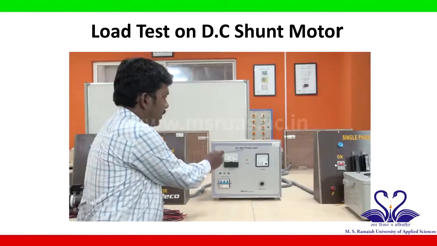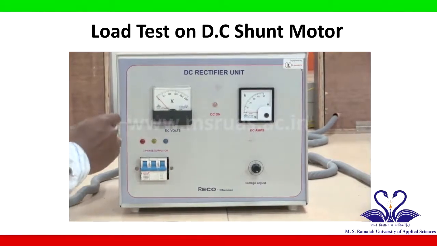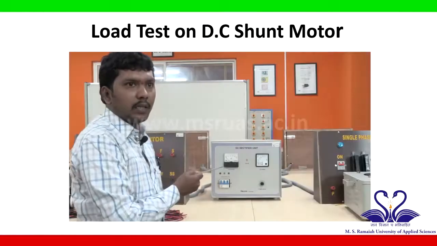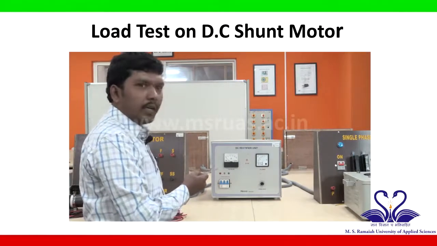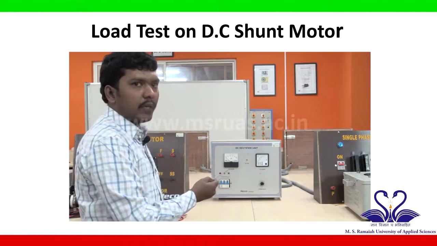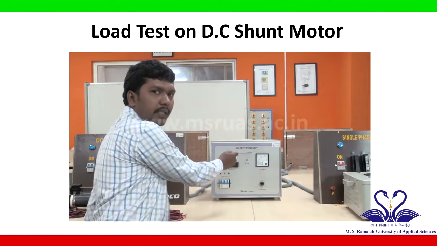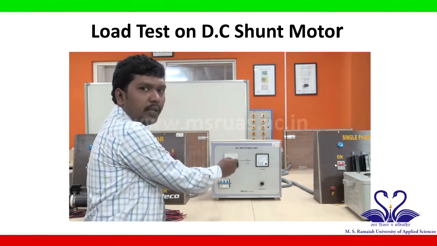This is the DC rectifier unit. Usually in laboratories or household appliances we get AC supply. But here we are going to conduct the experiment on DC shunt motor. That means we need DC supply. To convert that AC to DC, we are going to use the DC rectifier unit. It is a device that converts AC signal into DC.